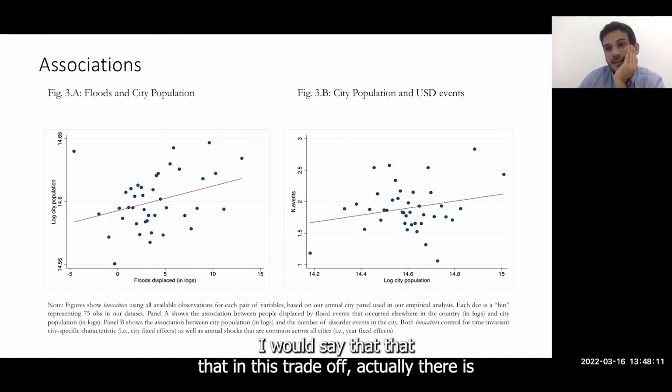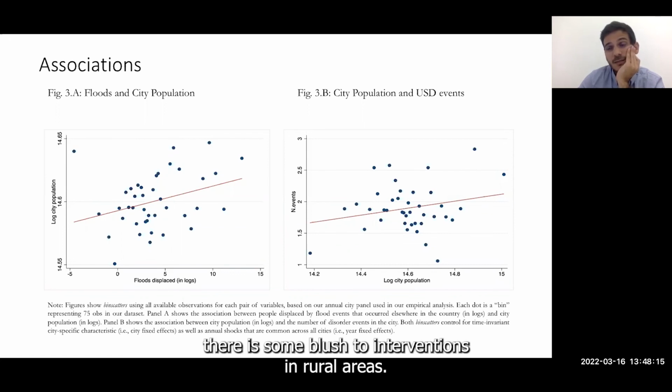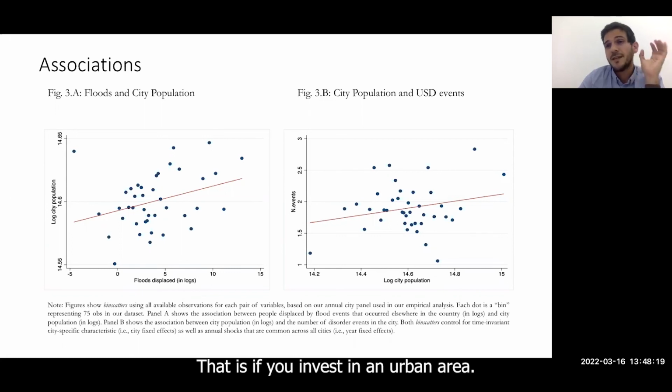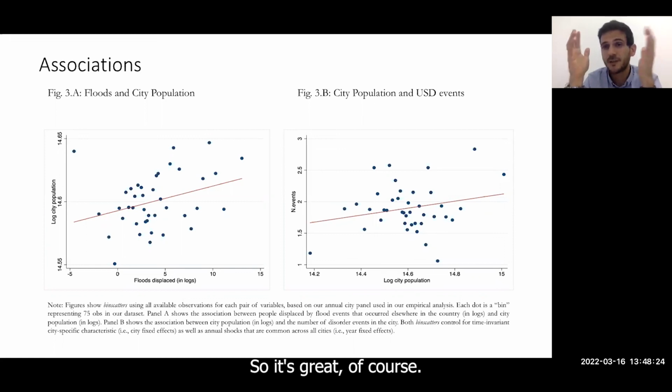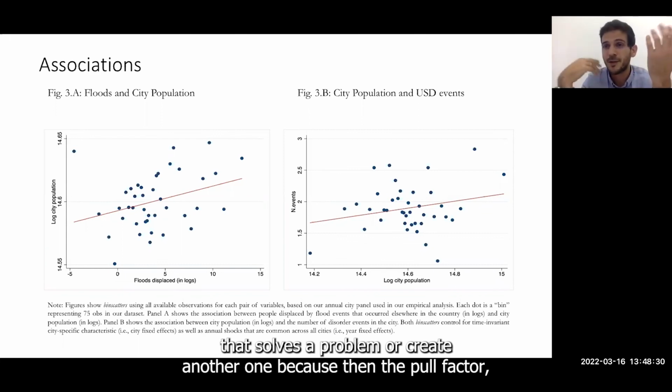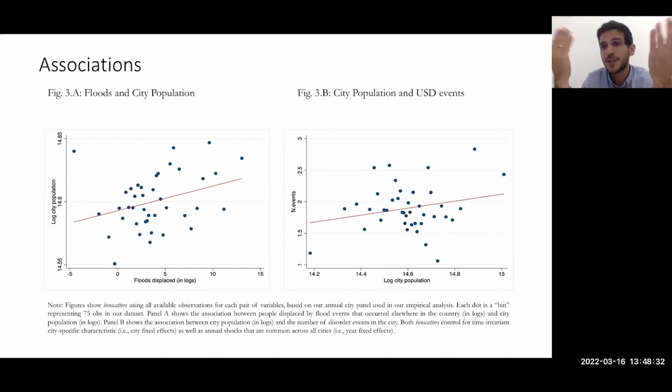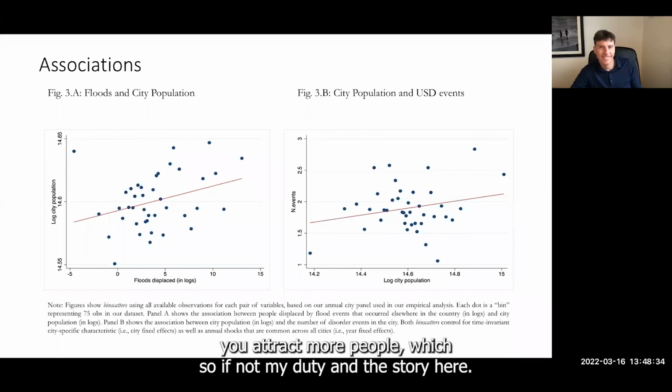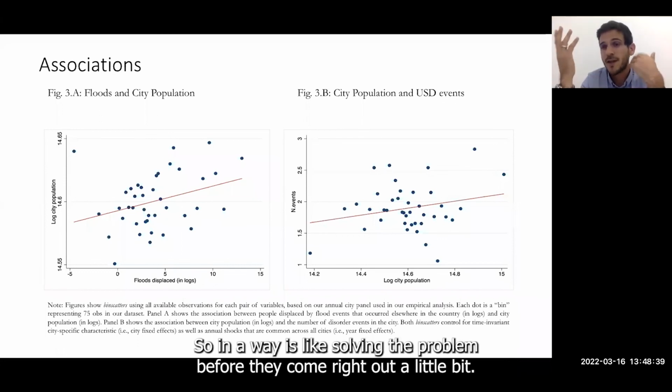I would say that in these trade-offs, actually there is some plus to interventions in rural areas. If you invest in urban areas, that's great, of course. I mean, provide more infrastructure, more job opportunities and all that. That solves a problem but creates another one, because then it's a pull factor. So you will attract more people. Yeah, so it's a Malthusian story here, right? Yeah. So in a way, it's like solve the problem before they come, right?